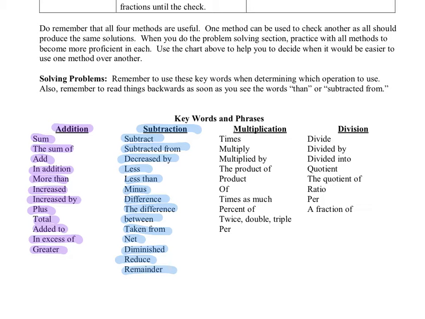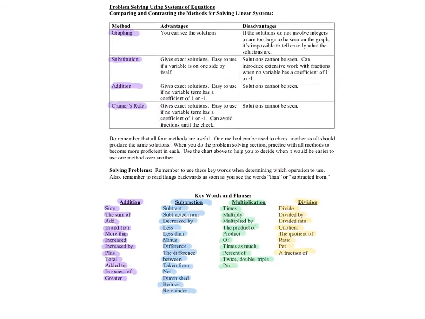All right, and multiplication is times, multiplied by, the product of, times as much, percent of, twice, double, or triple, and per. And our last one is division: divided, divided by, divided into, quotient, the quotient of, ratio, per, and a fraction. So these are all the different words you'll see that mean these different things. So keep track of this while you're solving these.